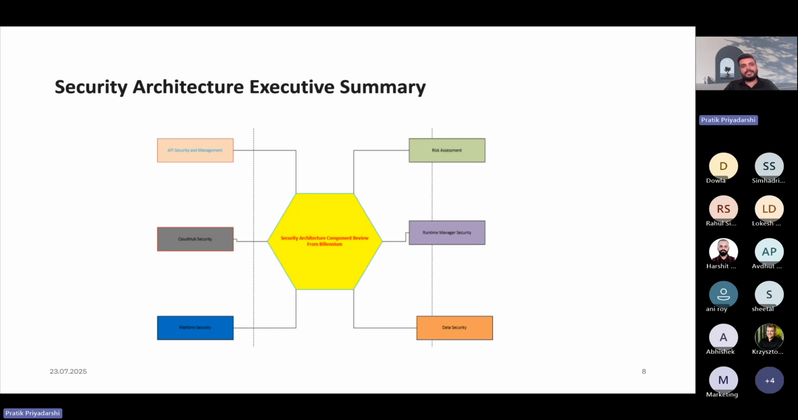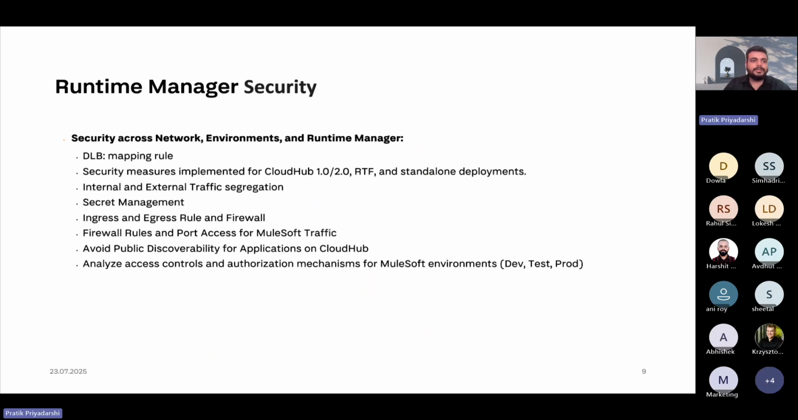So these are the 6 things that are covered by our security architecture: risk assessment, runtime manager, data security, platform security, cloud security, and API security and management. So let's go to the runtime manager. Runtime manager is not just a dashboard, right? It's a place where all your services run, they connect, they expose themselves to the world. And this is the place that attackers also love the most, like us, the developers, right?